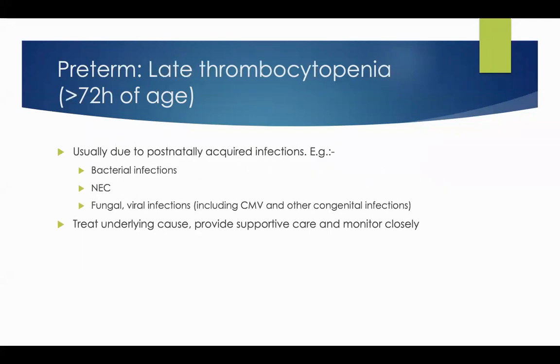Late thrombocytopenia, which presents at greater than 72 hours of age, is usually due to postnatally acquired infections, primarily bacterial infections, NEC, and other infections also including fungal and congenital infections such as CMV and toxoplasmosis. It's important in these cases to treat the underlying cause because the thrombocytopenia will then resolve, and whilst that process is happening, we provide supportive care and we monitor the platelet count closely.